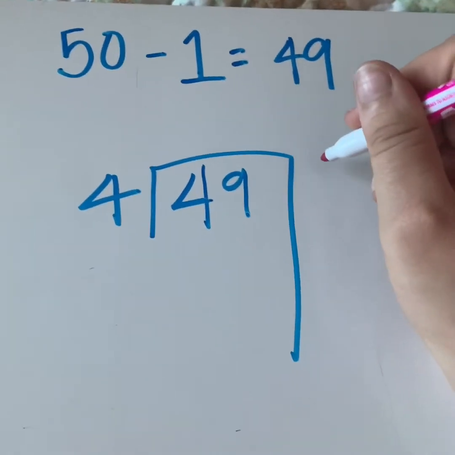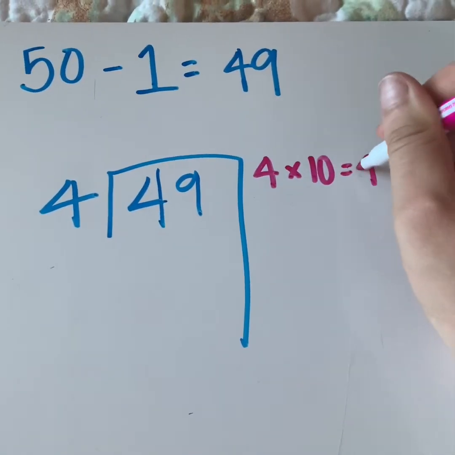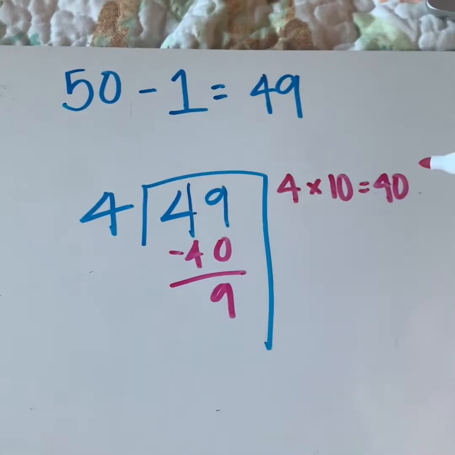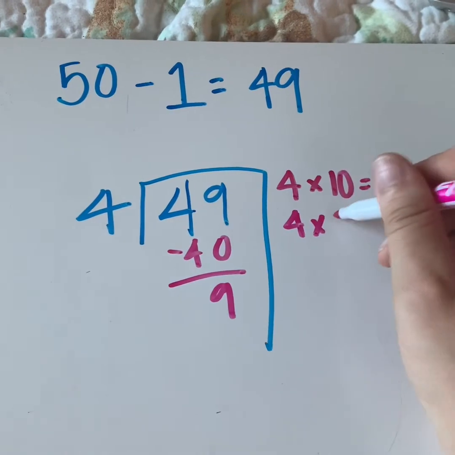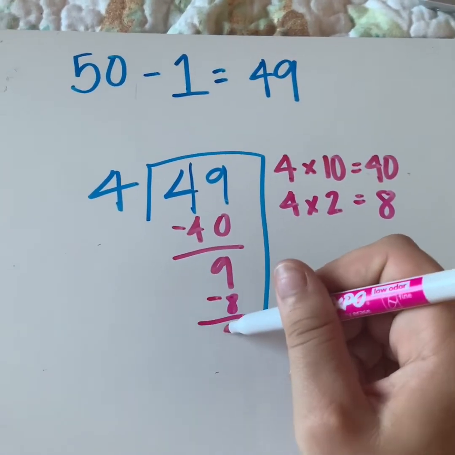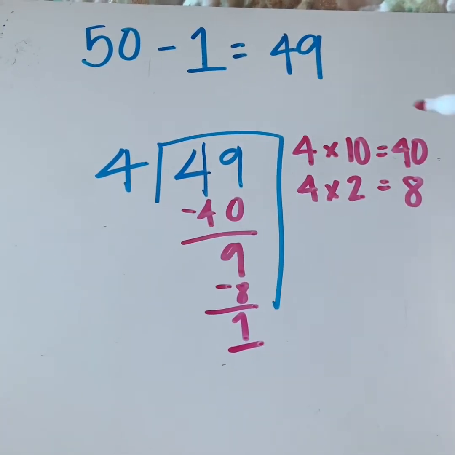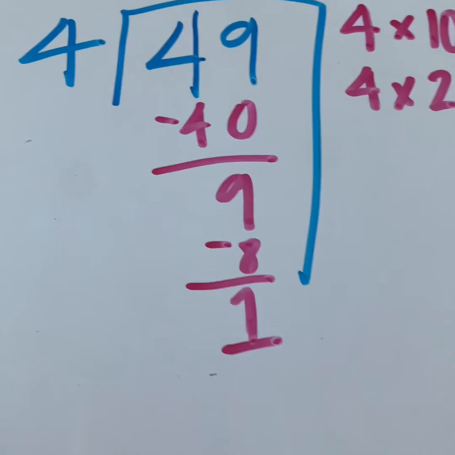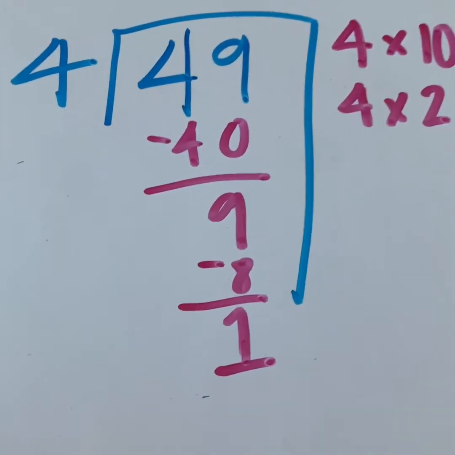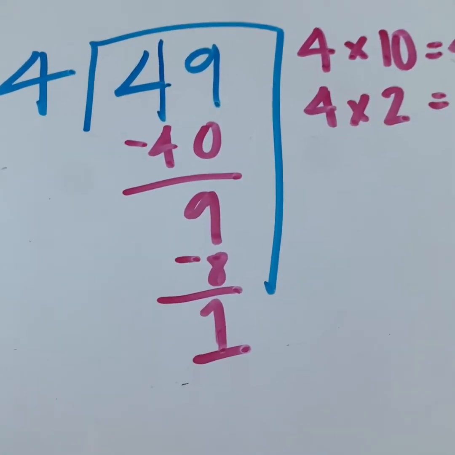So I'm going to solve this through partial quotient. I know 4 times 10 gives me 40. And then 4 times 2 gives me 8. Minus 8. That gives me 1 left over. So what does this mean? So when we see that we get a remainder, it means that it did not divide evenly. So we know we would never get exactly 50 windows in a single tower.